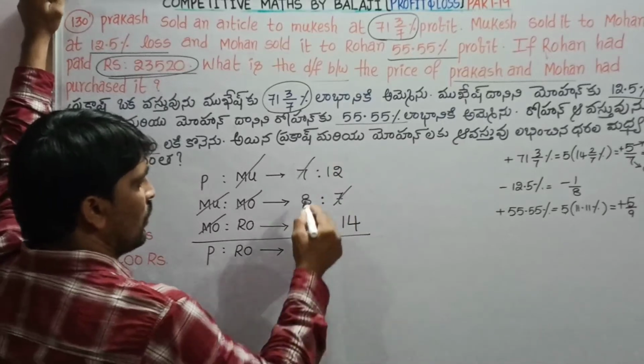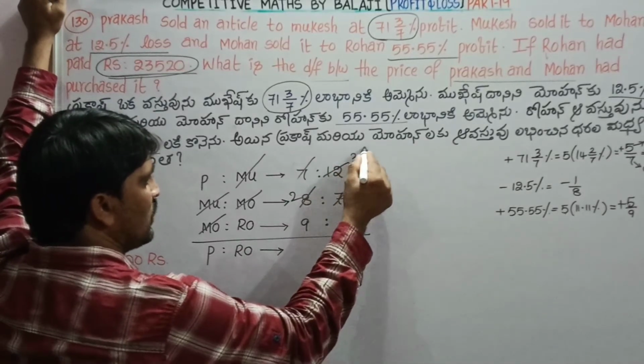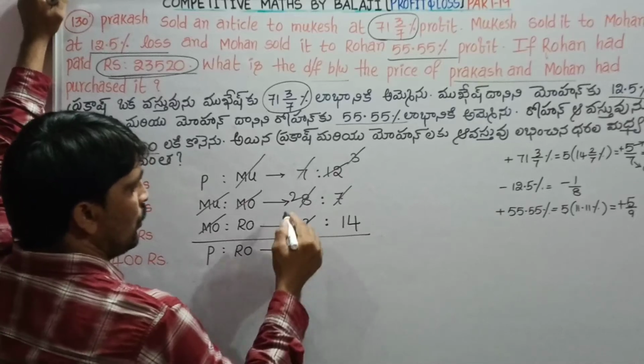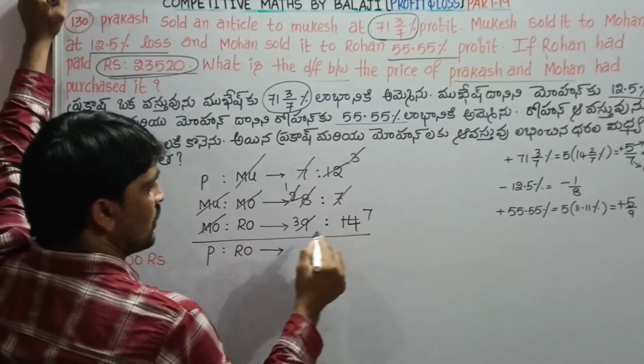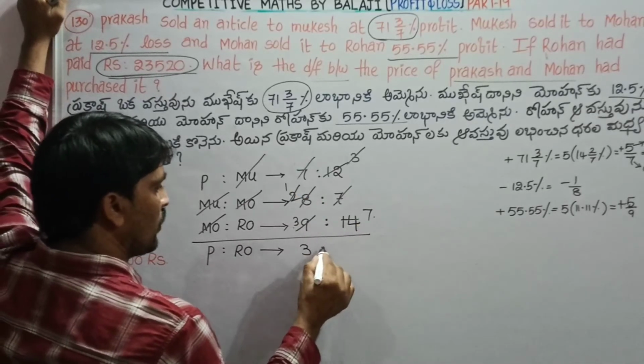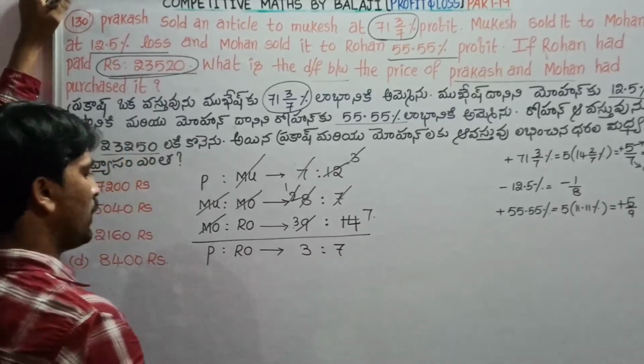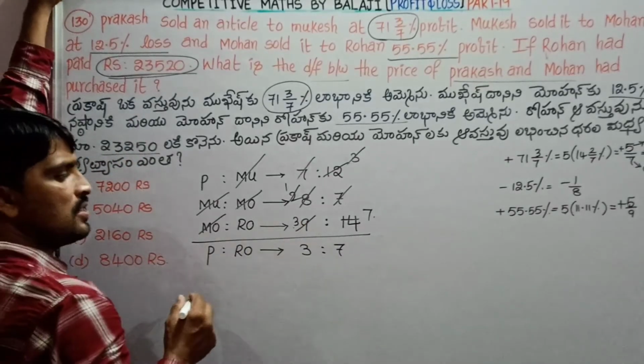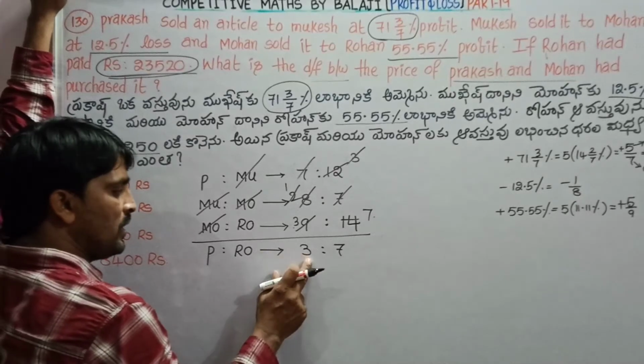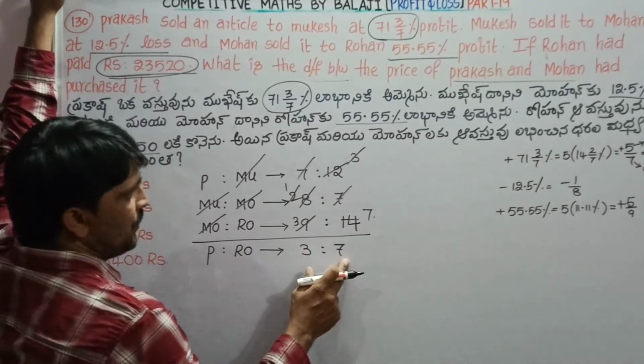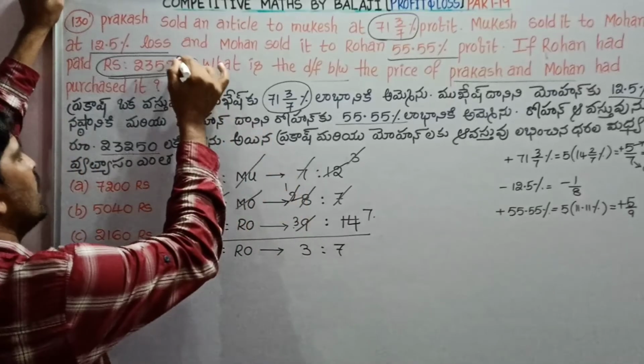Cost price for Prakash to cost price for Rohan ratio is, 7 gets cut. 4 2s are 4, 3s are 3, 1s are 3, 3s are 2, 1s are 2, 7s are. We get 3 is to 7. That is, the cost price of the article for Prakash is 3 units, then Rohan is 7 units.